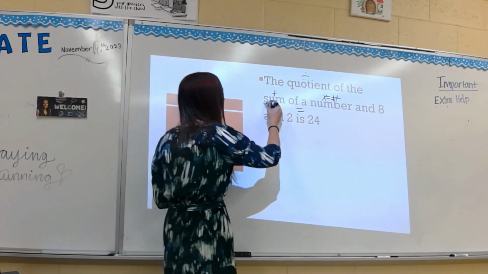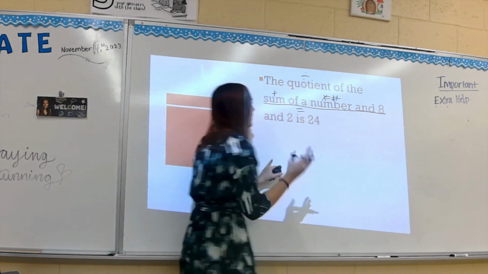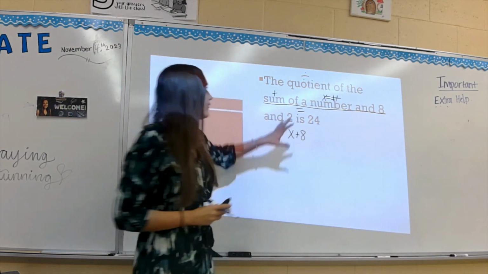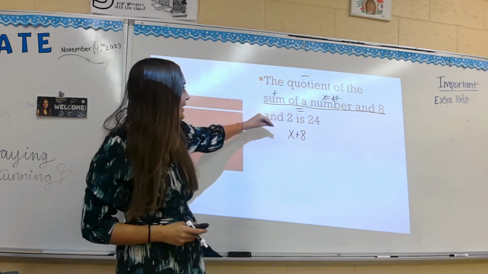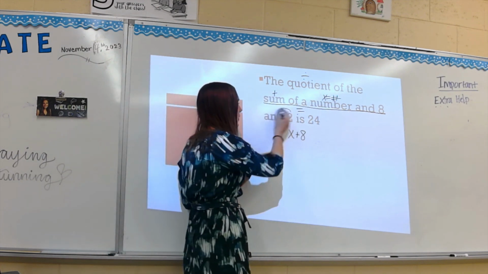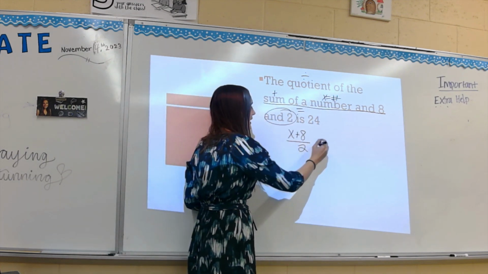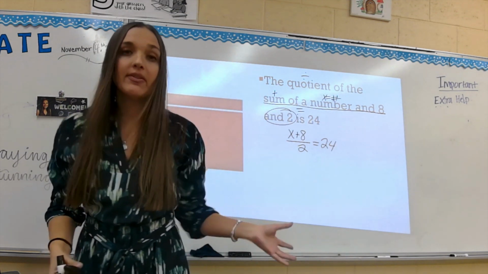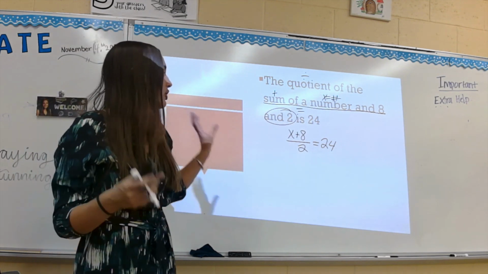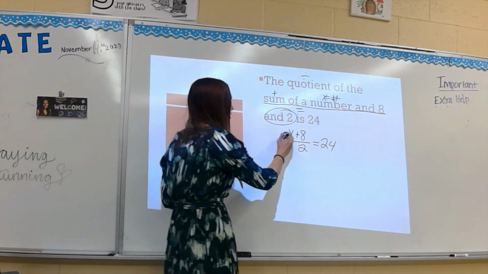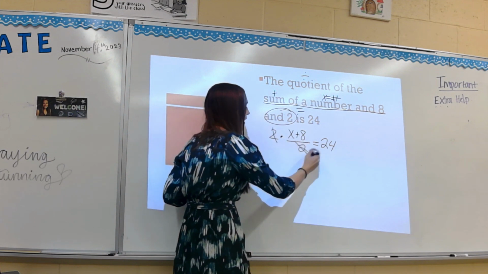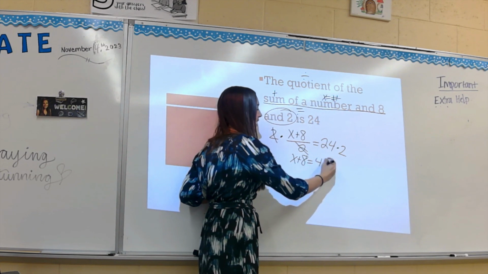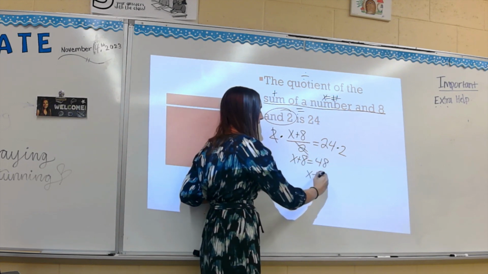So the sum of a number and 8 means we're adding the number and 8 together. But we can't forget about the quotient of it. So we're dividing the sum of the number and 8 by 2. So divided by 2 is 24. Now we're able to solve this. We did so well on our solving equations chapter. So we're going to multiply by 2 to cancel out the denominator. And I get x plus 8 equals 48. Subtract 8, I get x equals 40.